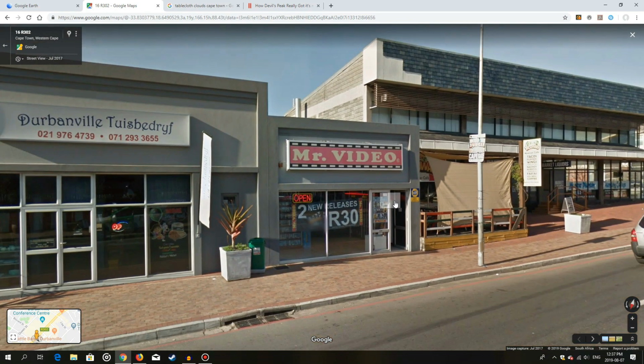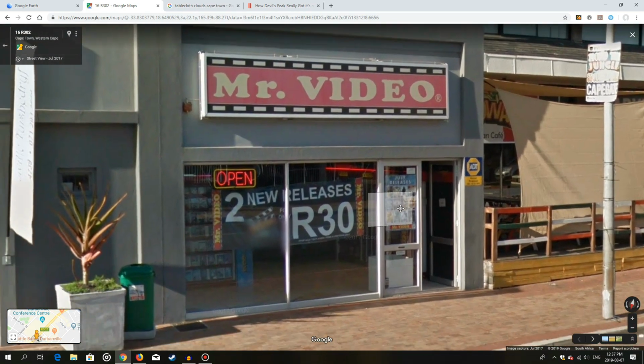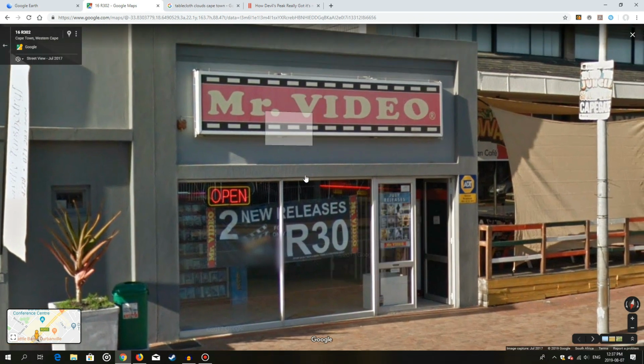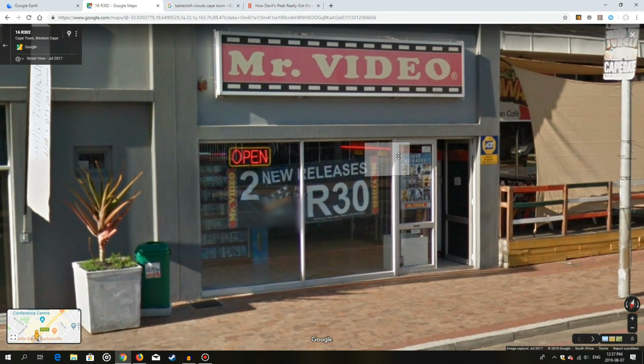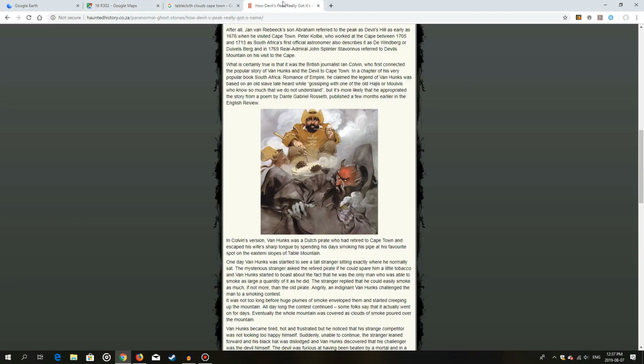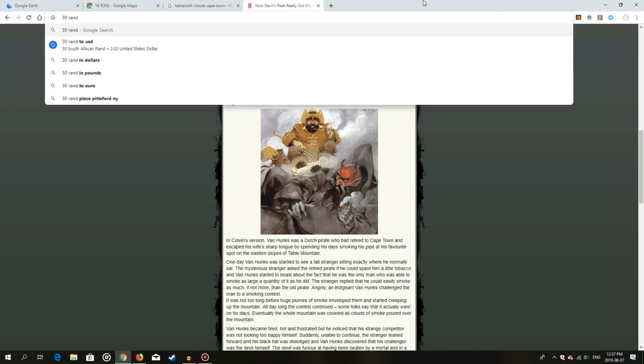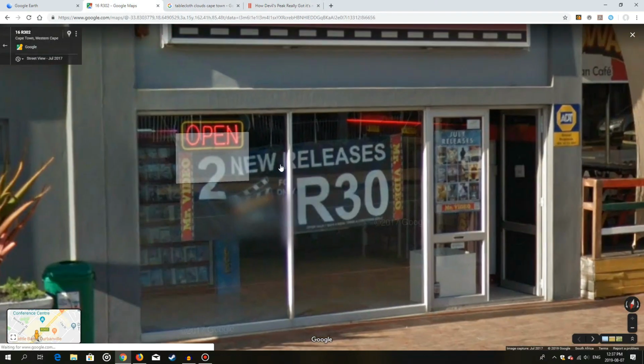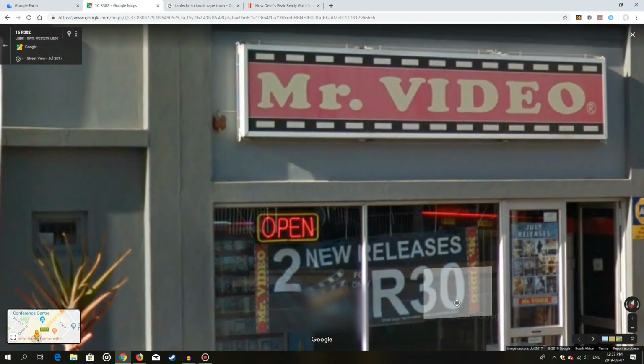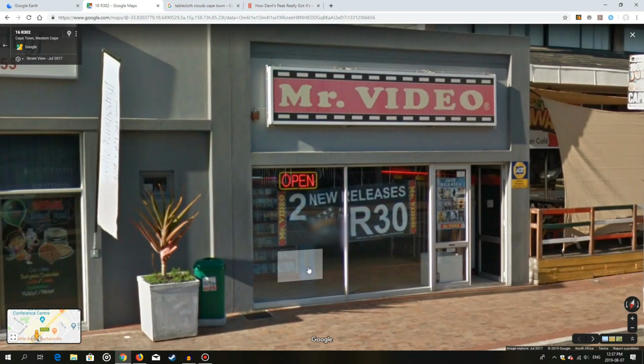I don't know how many people still use them, because obviously I know in America many of these kind of video shops have disappeared. But we can see here, this is saying 2 new releases for 30 Rand. Well, let's see if that's a good deal. 30 Rand to dollars. I'm just going to put it into dollars. So 30 South African Rand equals $2. So you can get the 2 new releases for $2. Anyway, if you're still into that sort of thing.